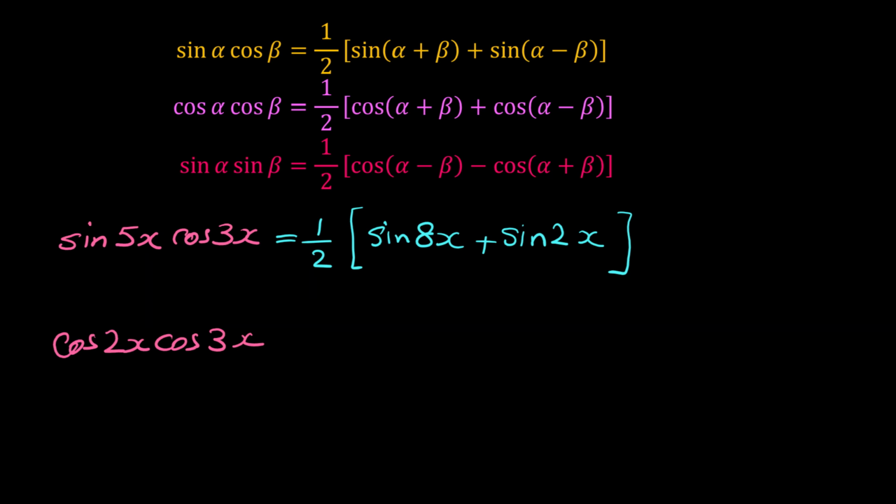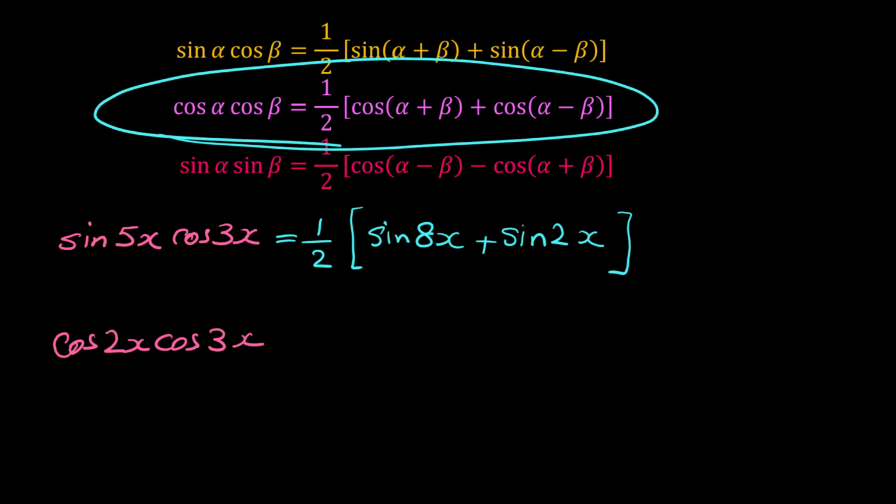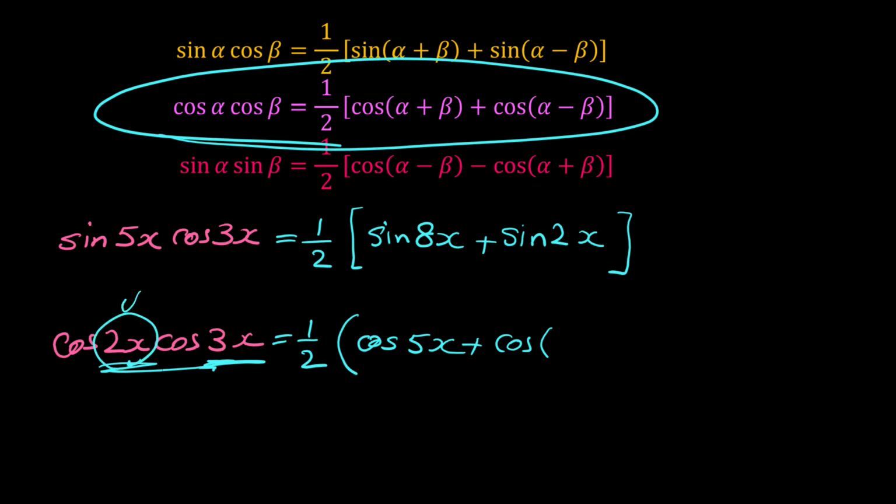Look at the next example. Cosine of 2x, cosine of 3x. Here, both of these functions are cosine. So, of course, we have to use this formula. Based on this formula, this equals 1/2 cosine of the sum of the angles plus cosine of the difference of the angles. So, cosine of 2x minus 3x, cosine of alpha minus beta. Alpha minus beta would be negative x. So this is the answer.